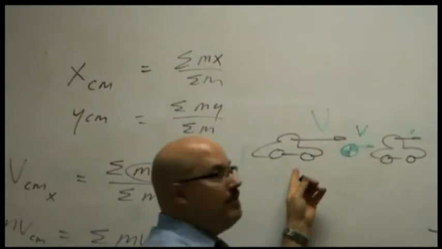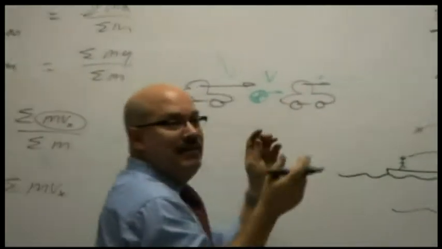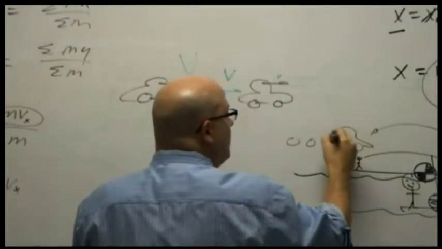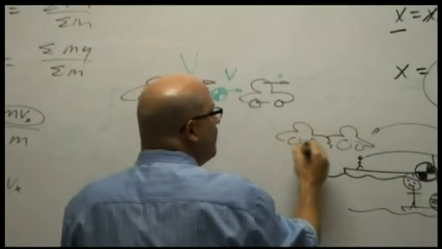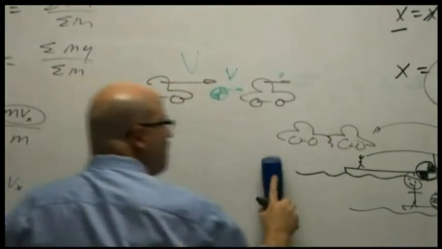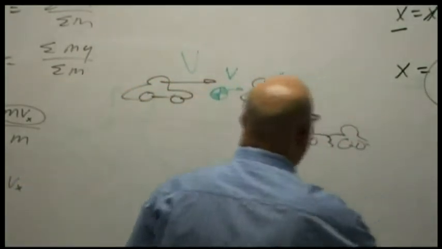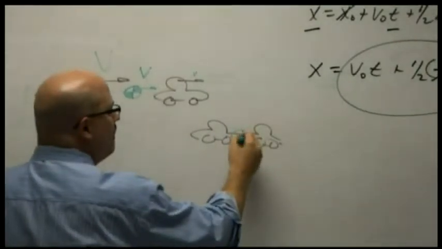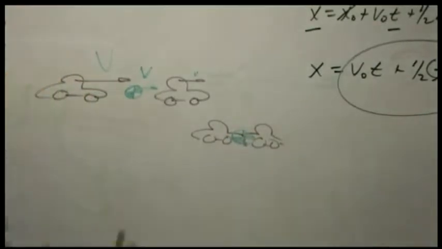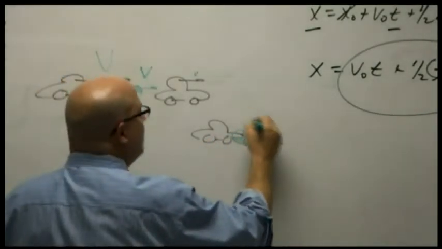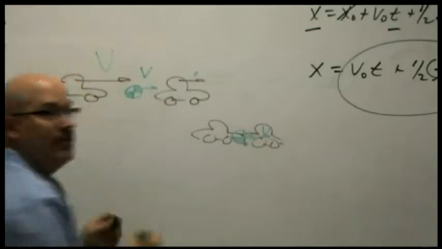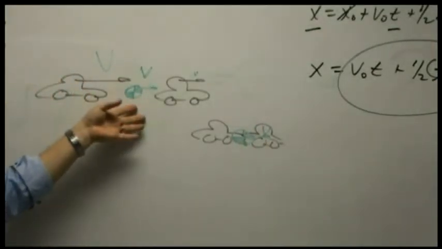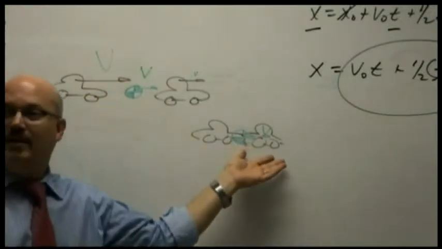Okay, think about this. When these two objects collide, and let's say they stick together, so you've got two cars smashed together. Where's the center of mass now? Right here. And guess what the velocity of the center of mass is? Whatever this was. So all you have to do is figure out the velocity of the center of mass beforehand, and that's going to be the velocity of the combined mass afterwards, right?